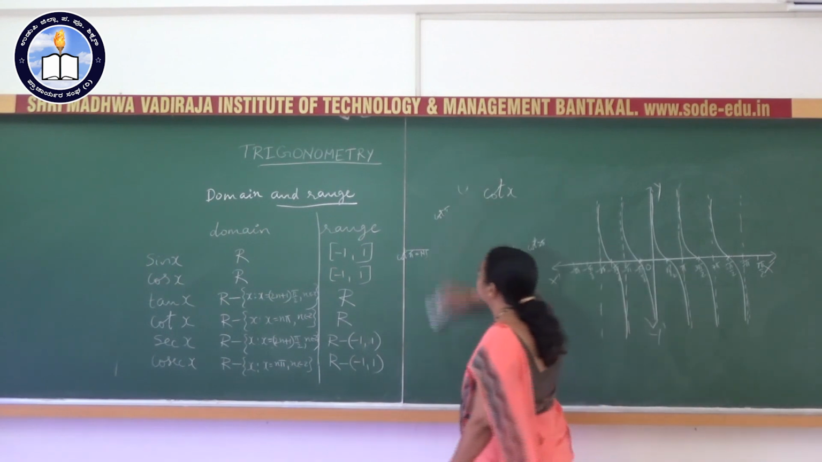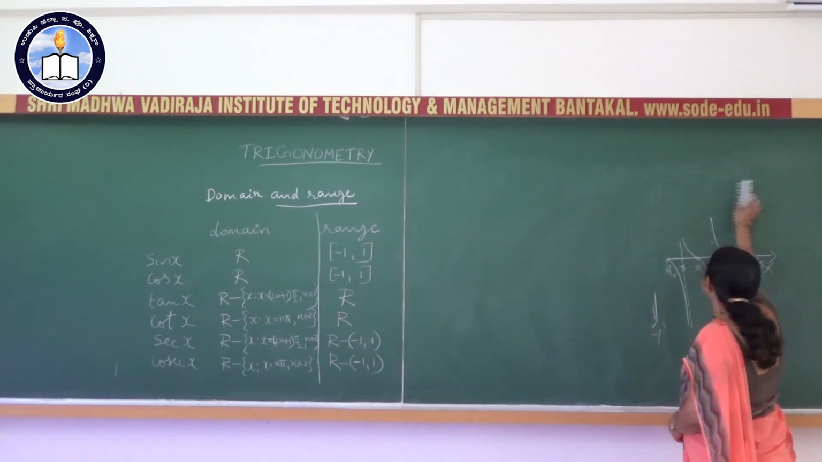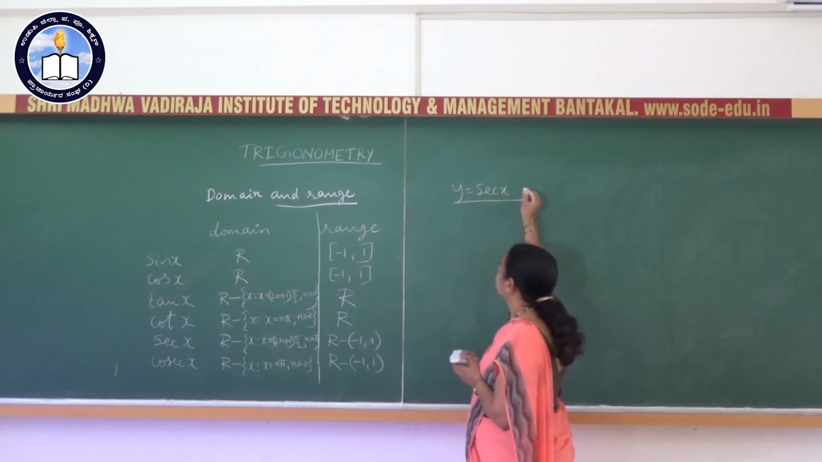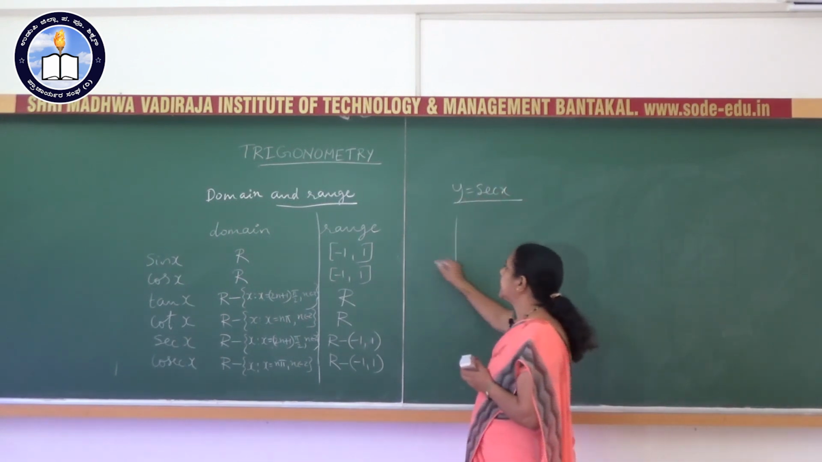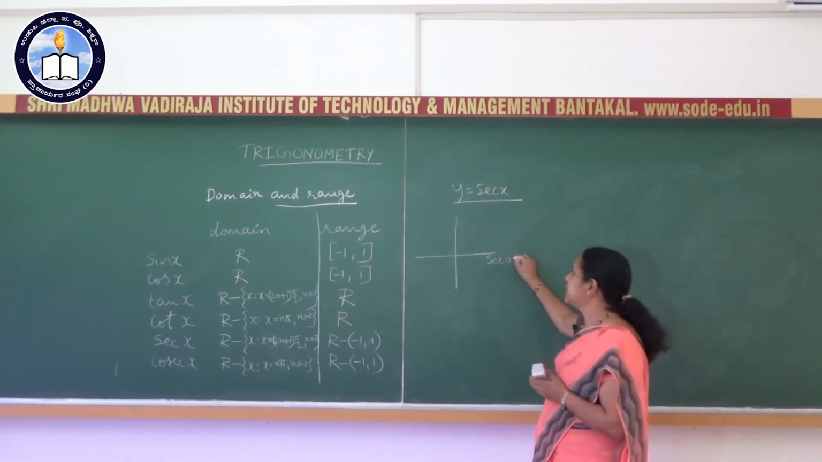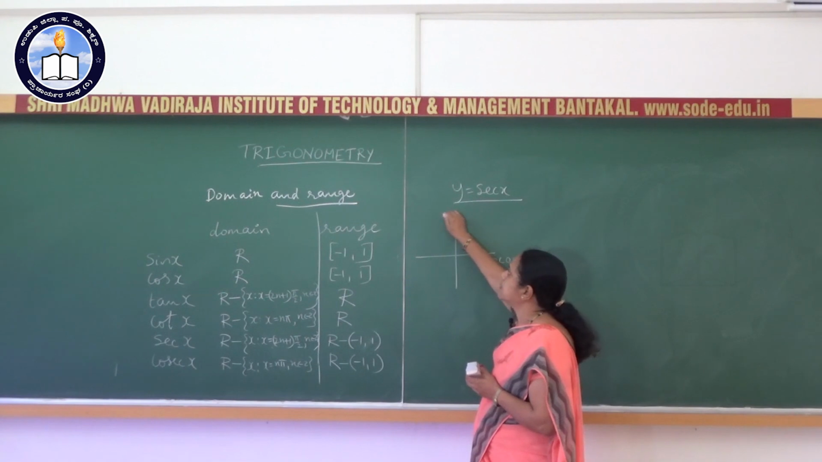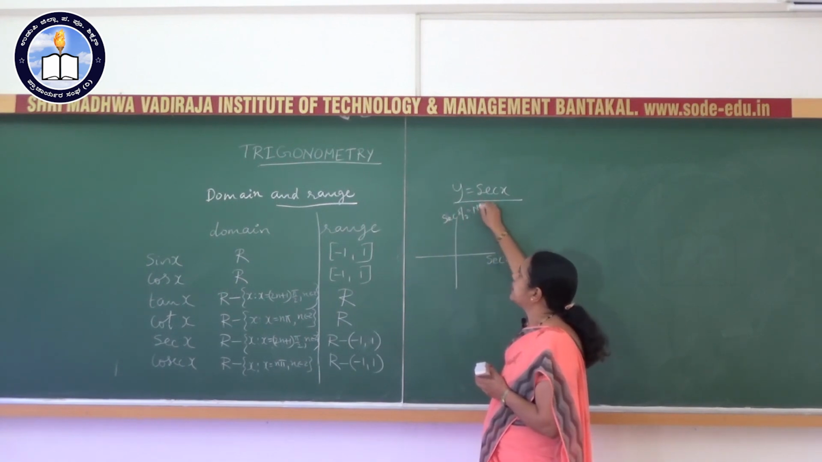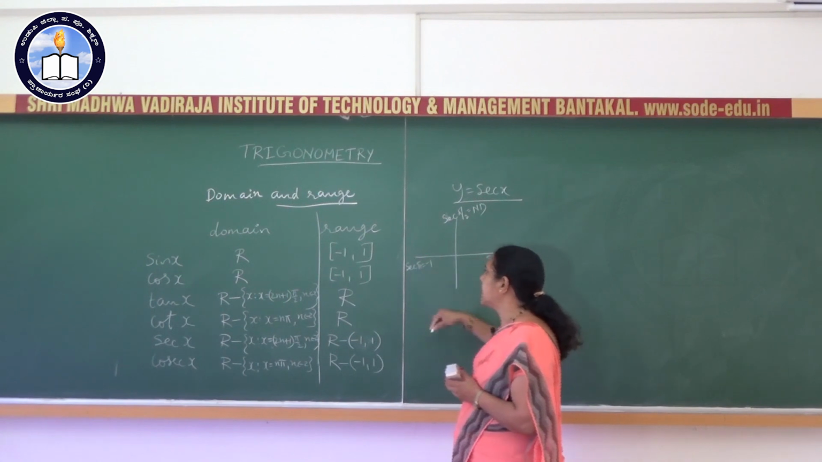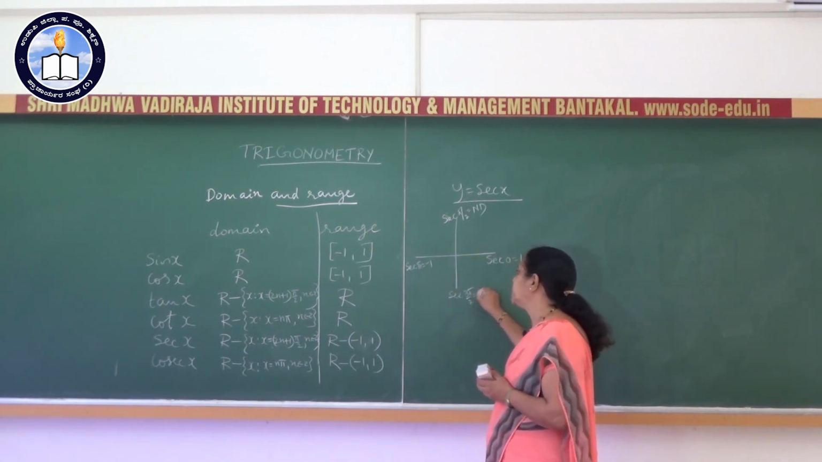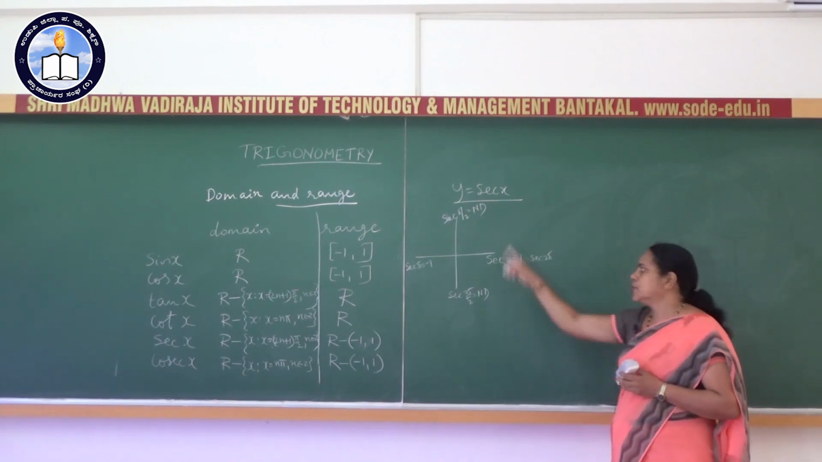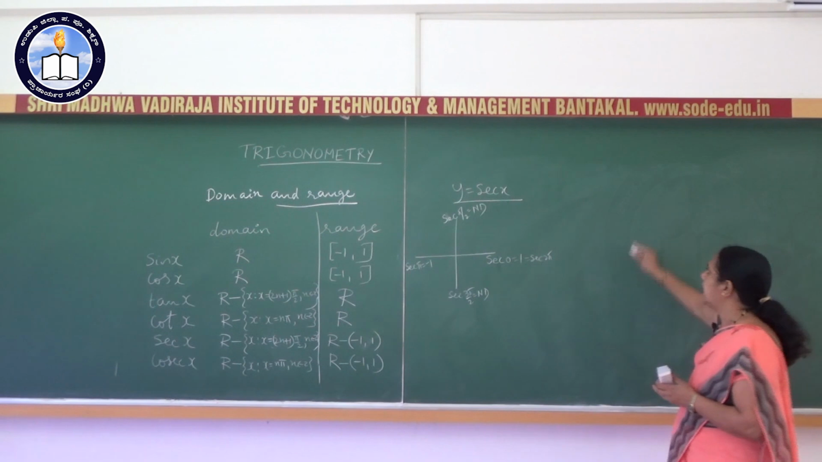Now, what's the graph of y is equal to secant x? We know secant is the reciprocal of cos. Cos 0 is equal to 1, therefore secant 0 is equal to 1. Cos 90 is equal to 0, therefore secant 90 is not defined. Cos pi is equal to minus 1, therefore secant pi is minus 1. Secant 3 pi by 2 is not defined. Secant 2 pi is equal to 1.